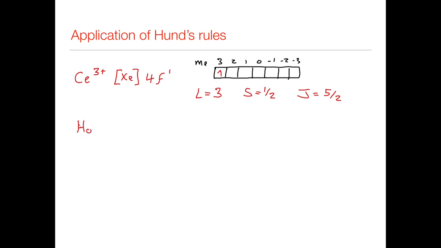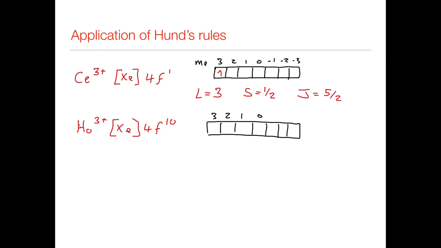Picking the unusual elements today, holmium 3+. That is a xenon core, and it's 4f10. Same as before, draw my box diagram, with ml going 3, 2, 1, 0, -1, -2, -3. I have 10 electrons. I want to maximize S. That's going to mean that 7 of them should point up and 3 of them should point down.